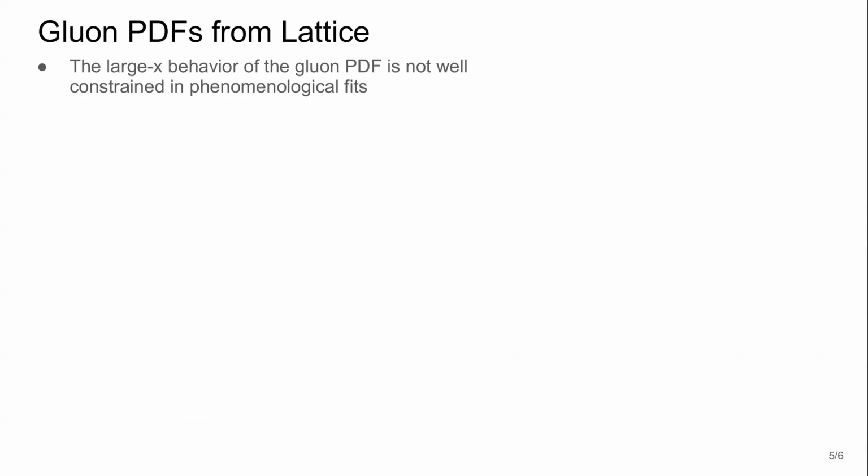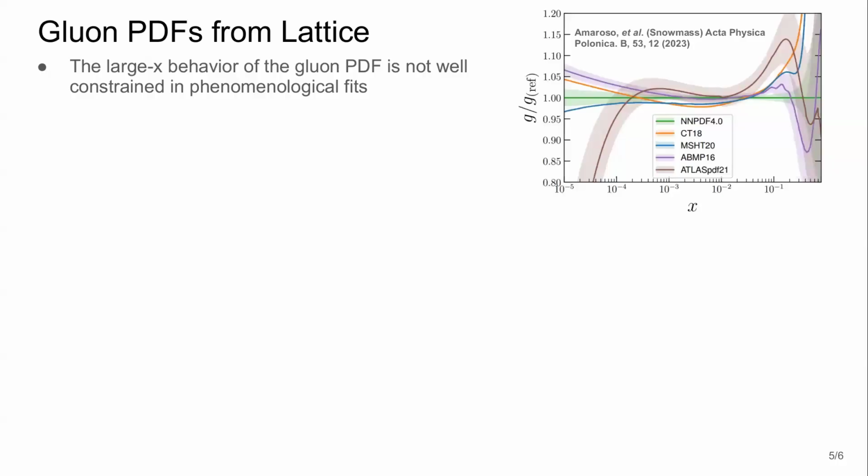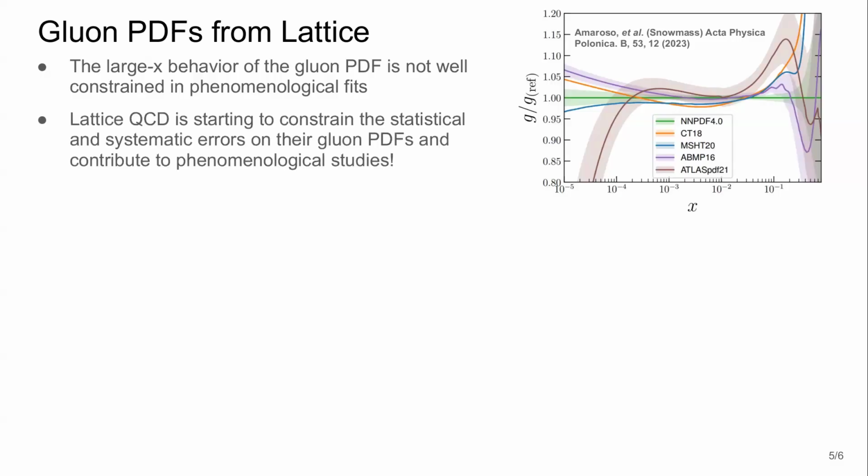We find the gluon PDF interesting because the large X behavior, which is where lattice can contribute data, is not very well constrained by the phenomenological fits. You can see in the large X that different groups with different parameterizations get all sorts of different results because there's just not much data that constrains it very well. So lattice QCD is starting to constrain our own statistical and systematic errors on our gluon PDFs and starting to contribute to phenomenological studies.